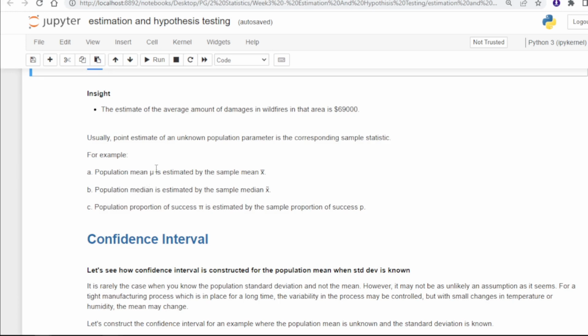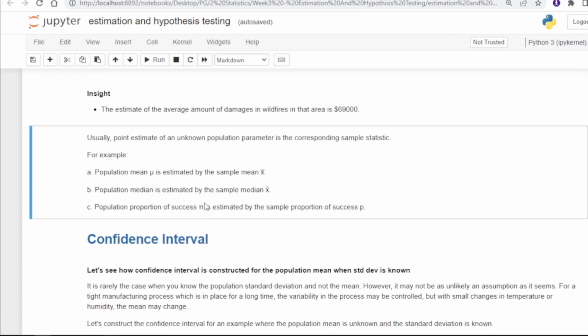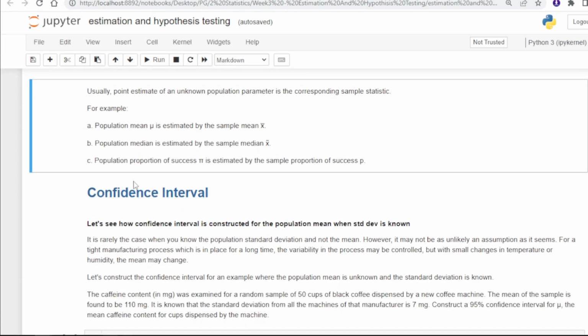So the average amount of damage is about $69,000. Usually, a point estimate of an unknown population parameter is the corresponding sample statistic. For example, the population mean is estimated by the sample mean, the population median is estimated by the sample median, and the population proportion of success is estimated by the sample proportion of success, p.